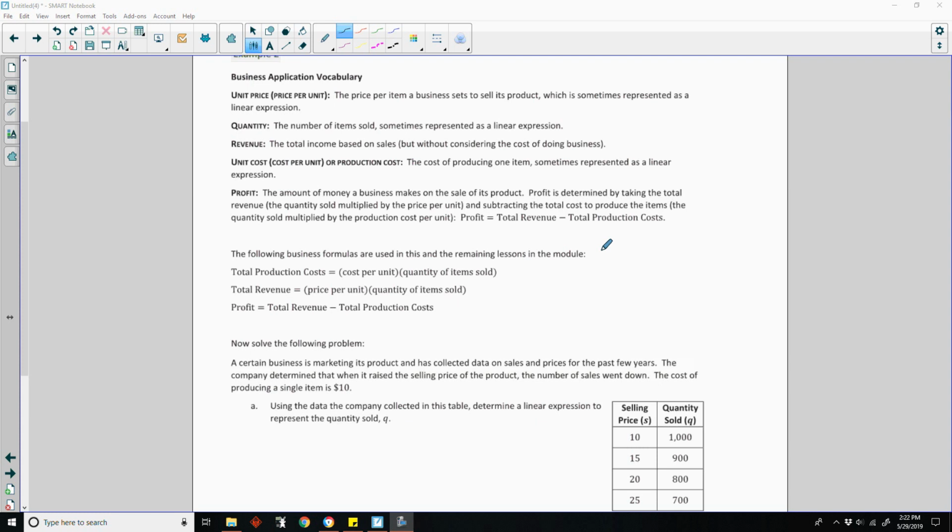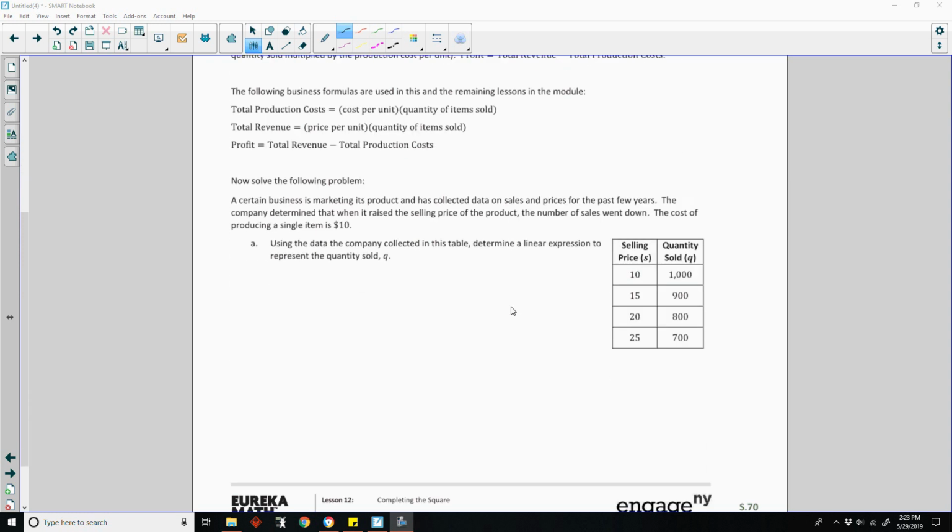The following business formulas are used in this and the remaining lessons in the module. Total production costs equals cost per unit times the quantity of items sold. So how much one unit costs times how many units you have. Total revenue is the price per unit times the quantity of items sold. And then the profit is the total revenue minus the total production costs. All right, now solving the following problems.